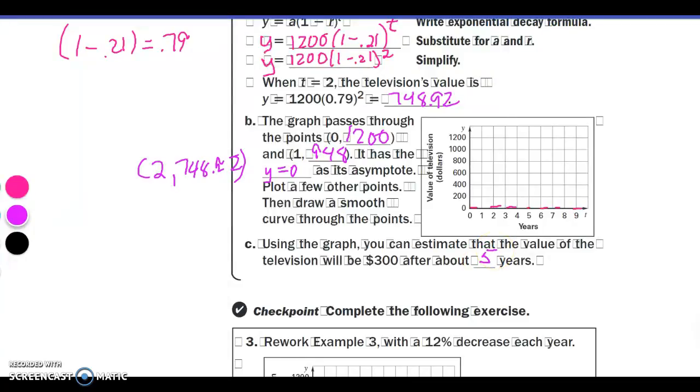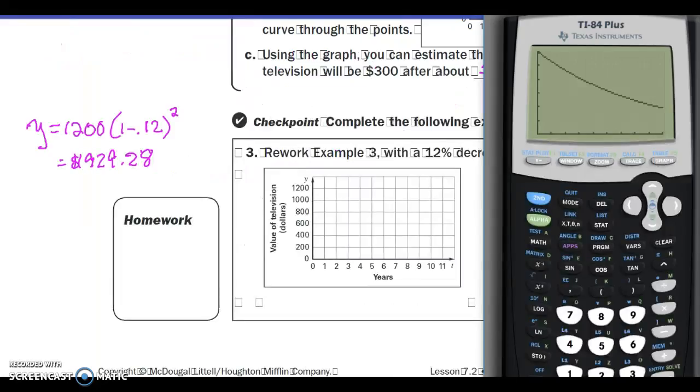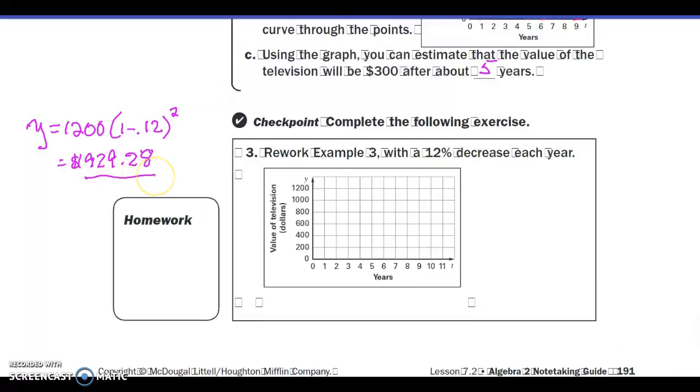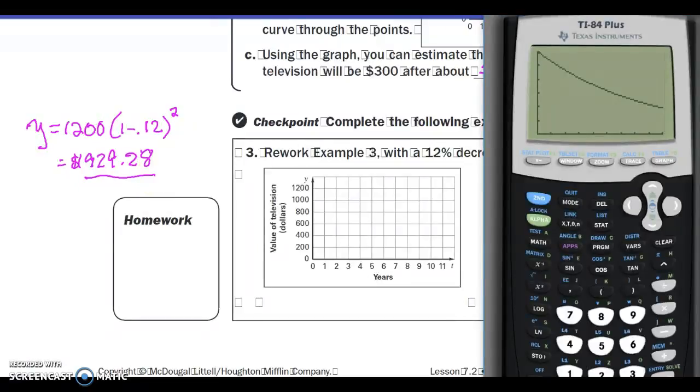There is a checkpoint problem down here at the bottom, which you are welcome to do. I'm going to go ahead and work it, and it should appear on your screen then. I've shown you my calculations on the left over here for how much the television would be worth after 2 years. You can see it's a much bigger value because the decrease was only 12% a year instead of 21% per year. So it's worth $929.28 after 2 years.